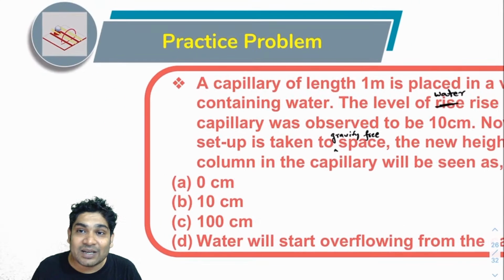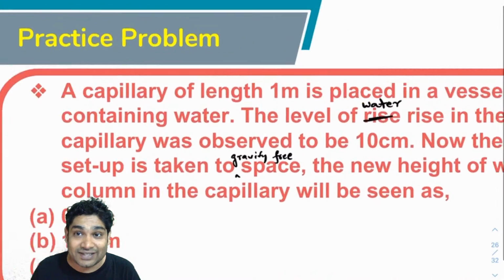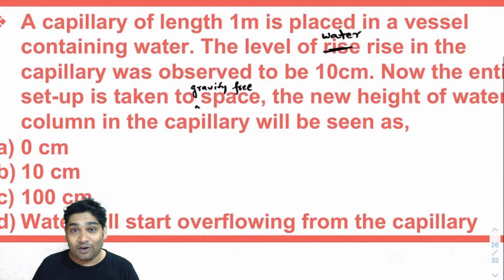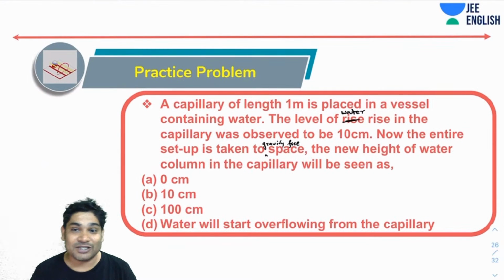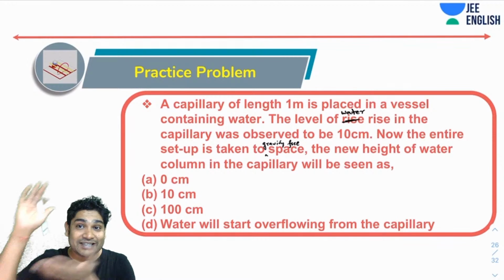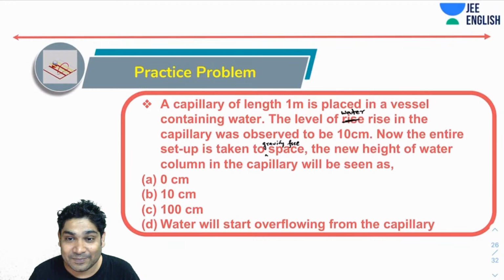Now this entire setup is taken to gravity free space. The new height of water column in the capillary will be seen as. So these are your options. What will happen to the height of liquid in the capillary if this entire setup is taken to gravity free space?